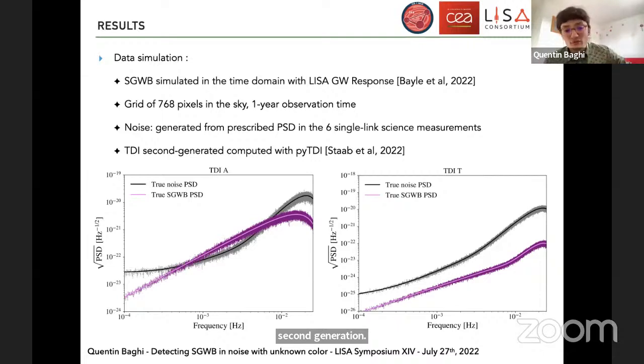And here is an example of what you get. On the left-hand side, you have the TDI A as a function of frequency. In purple, you have the stochastic background. And in gray, you have the noise. And on the right-hand side, you have the T channel, where, as expected, you see that you have more attenuation of the gravitational wave signal.